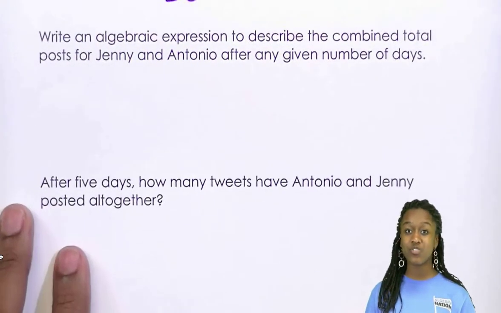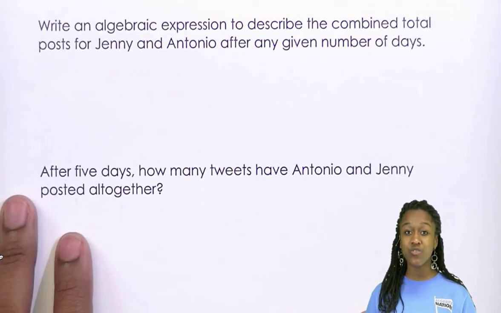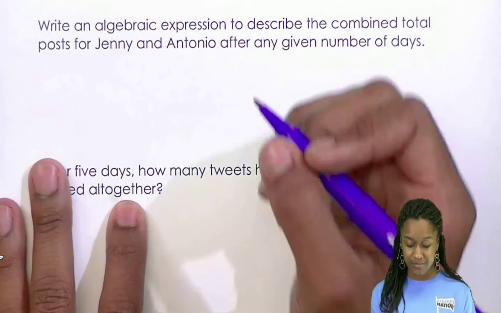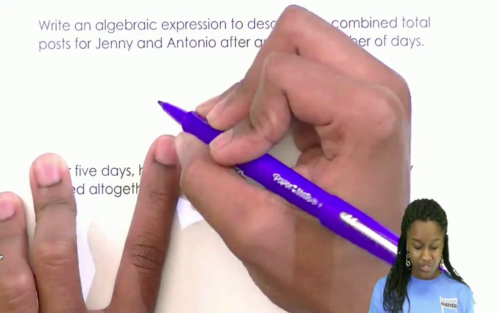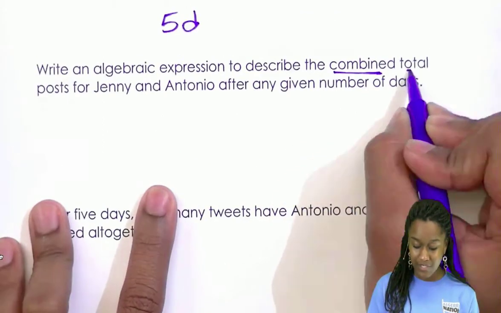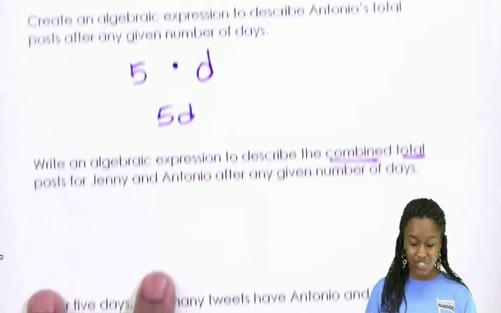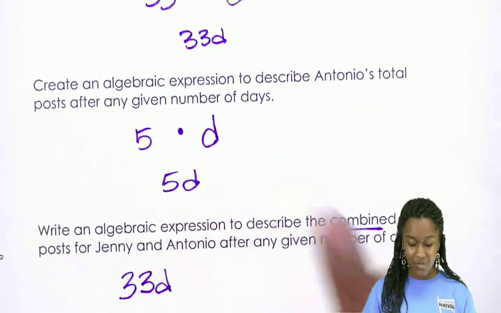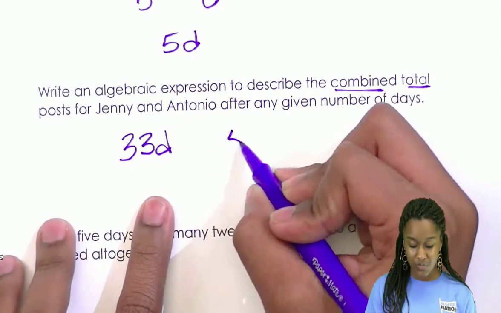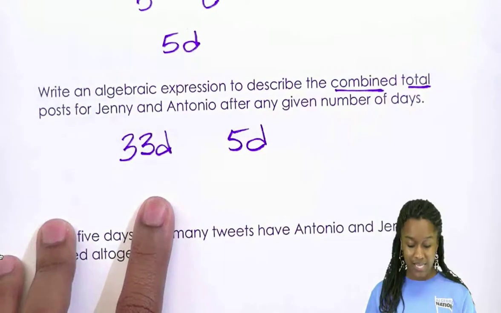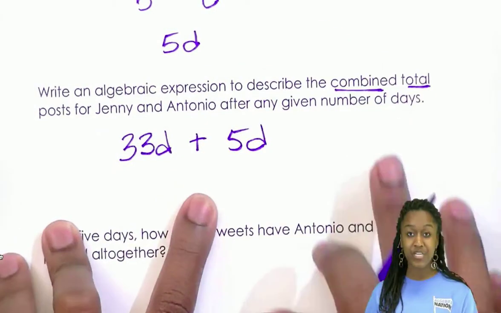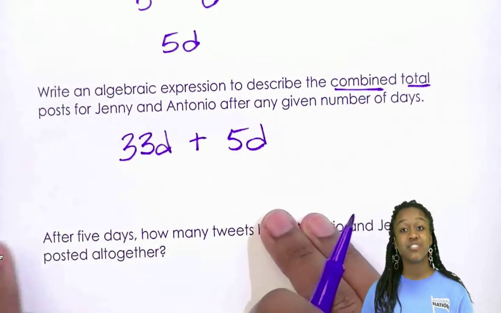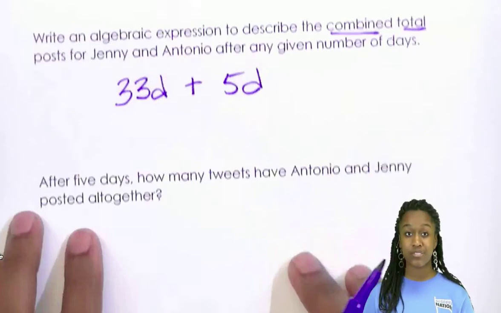Next, we want to write an algebraic expression to describe the combined total posts for Jenny and Antonio after any given number of days. Okay, so we want a combined total, right? So we're going to take Jenny's total posts for any given number of days, and then Antonio's total posts for any given number of days. And then we're going to add them because it's a combined total. And now we have one algebraic expression to give us the combined total for both of their posts.